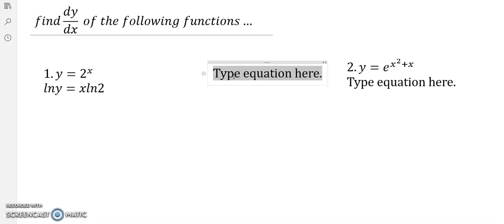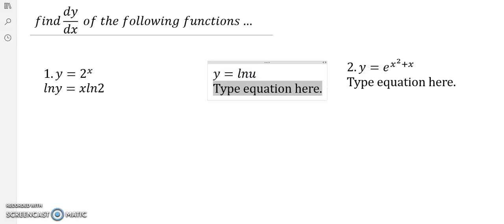Then we will let y be ln u. Then the derivative of y will be y prime equal to, the derivative of ln is nothing but u prime divided by u.